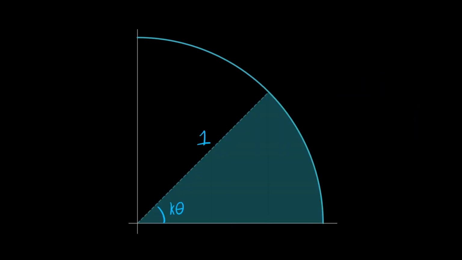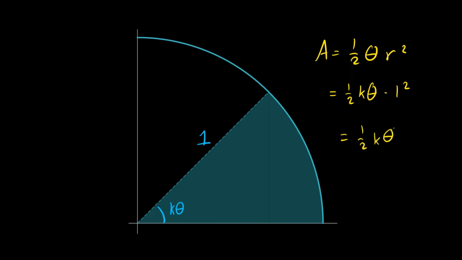We can also find the area of this sector, which clearly has more area than the triangle from before. If you remember, the area of a sector is 1/2 times the angle that you create the sector with times the radius of the circle squared. In this case, we have 1/2 times k theta for our angle, and our radius is just 1 squared. So ultimately that simplifies to 1/2 k theta.